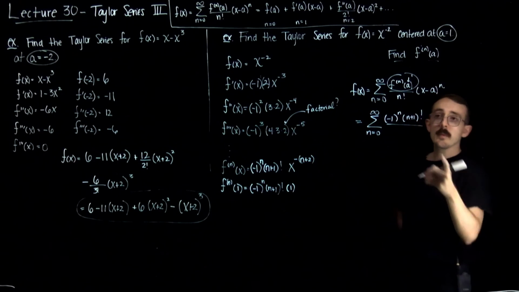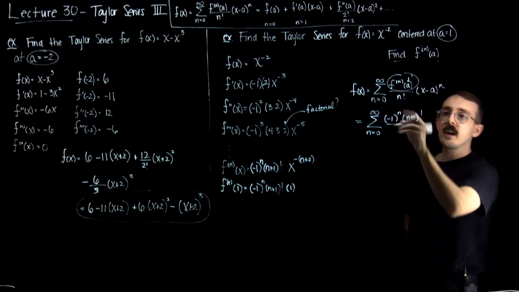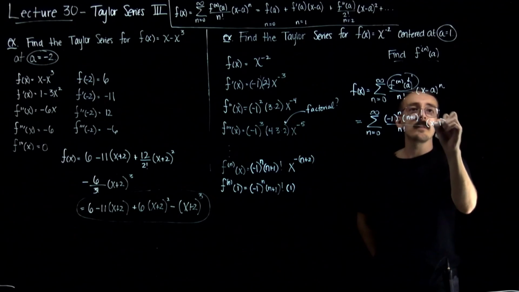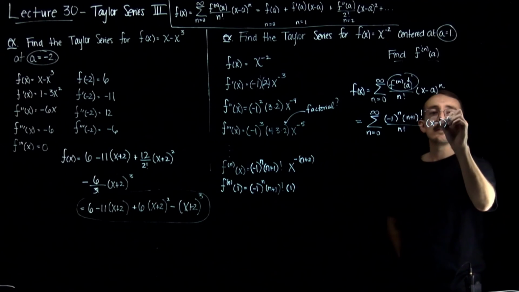And I'm going to continue using the formula now. So I found this general term. I'm going to divide by n factorial. And then I get x minus, and a is 1, the center is 1, to the n.